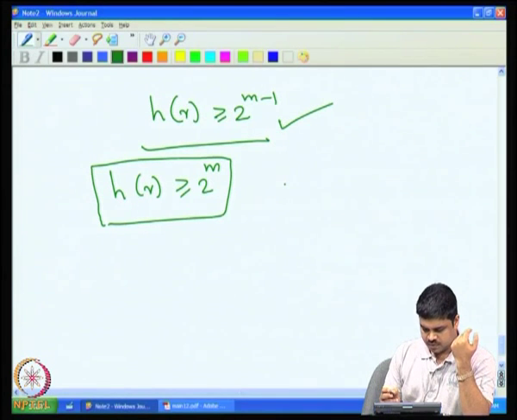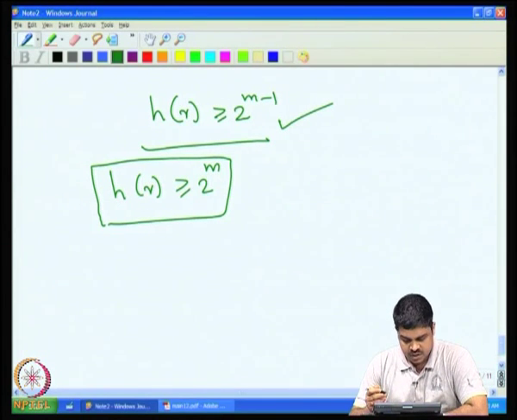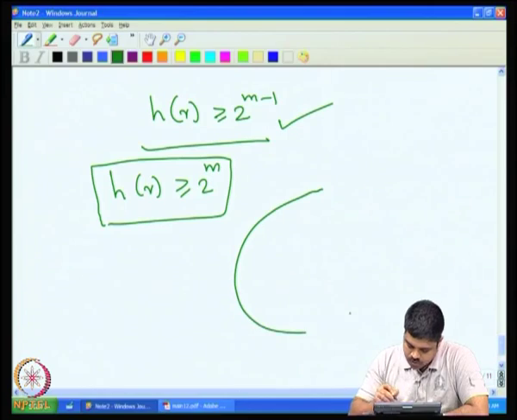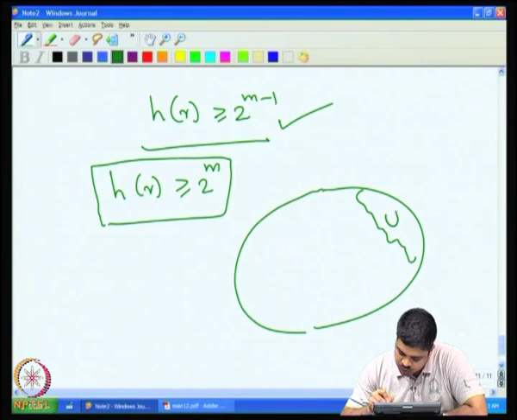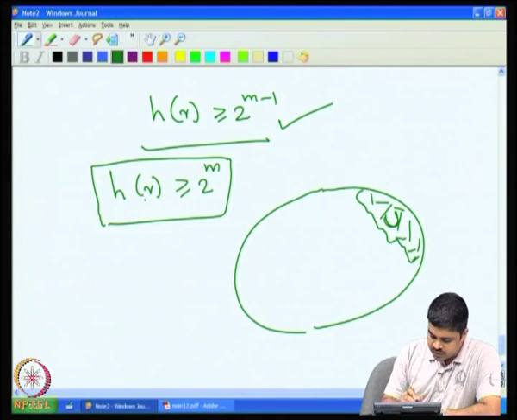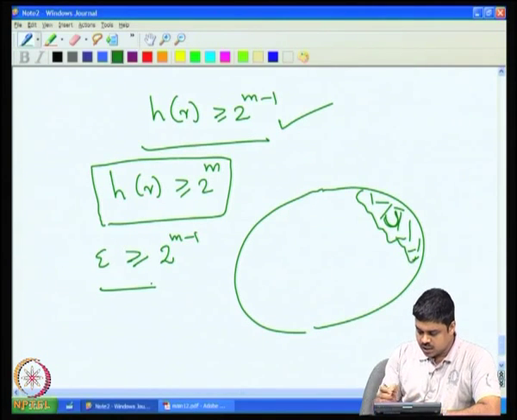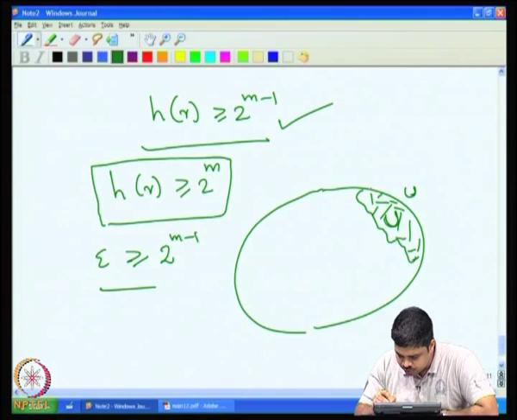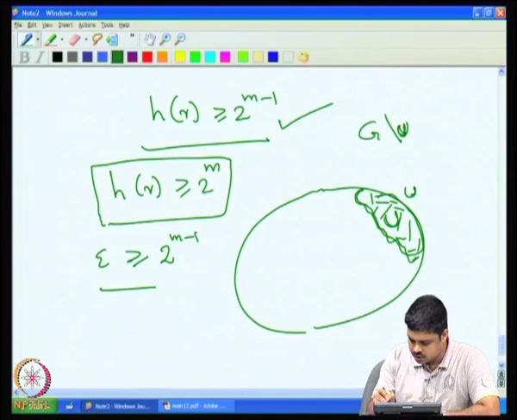So, to do this thing, what we are going to do is to find, this is the graph G. So, we will find a connected subset U here, and this is a connected subset U, and you know, this h of r is greater than or equal to. So, what is epsilon? Epsilon is greater than or equal to, because this is average degree. So, we have 2 raised to m minus 1 as the epsilon, right. Now, we will find out some connected subgraph U of G and contract this thing. What we get is G bar U, right, G bar U.